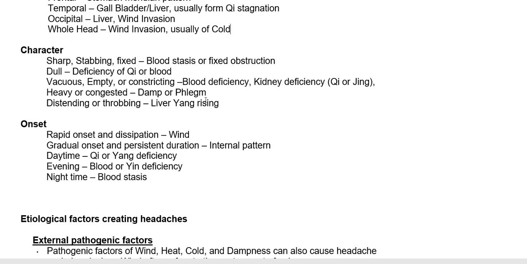Now, of course, we can have some of these in combination. We can have a heavy, throbbing headache. We can have one that feels congested and distending. So this tells us there's liver yang rising and there's dampness. This gives us a damp heat pattern. These are often much worse. When we start to combine some of these, this is where the headaches tend to worsen.